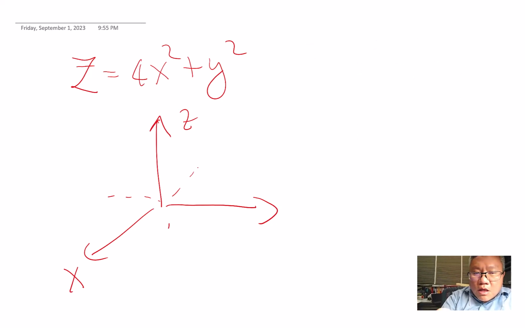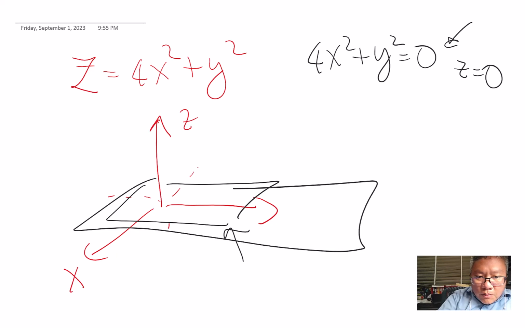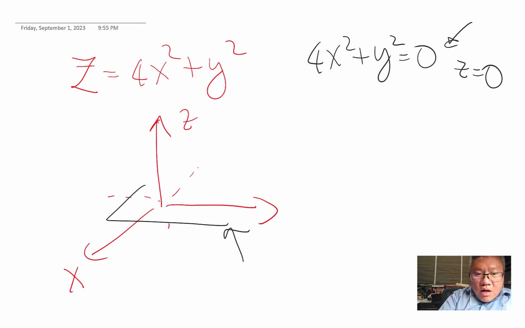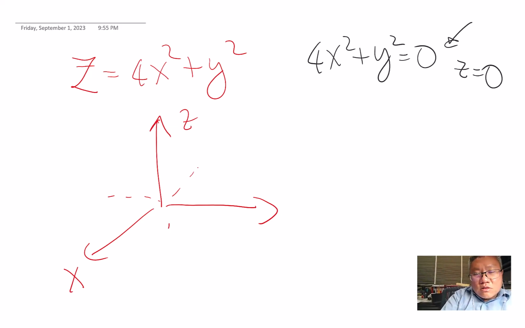So let me say that again. 4x squared plus y squared equals 0. Basically, I'm looking at z equal to 0, right? Z equal to 0 is a horizontal plane. This horizontal plane on the xy plane corresponds to z equal to 0. That graph, whatever this thing is, only touches the horizontal plane z equal to 0 at one point, which is x equal to 0 and y equal to 0. That's what I was saying.